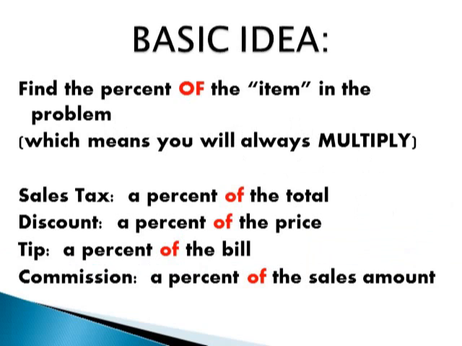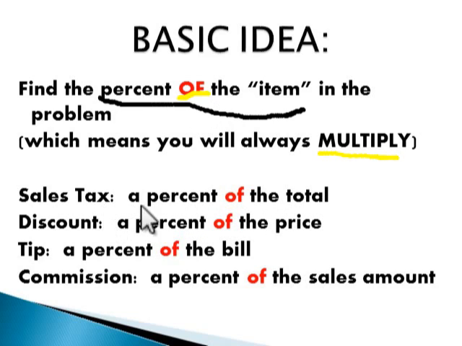The basic idea of this is that you will always be finding the percent of the item that's in the problem. And since "of" means to multiply, you will always be multiplying whatever that percent is by the other number.